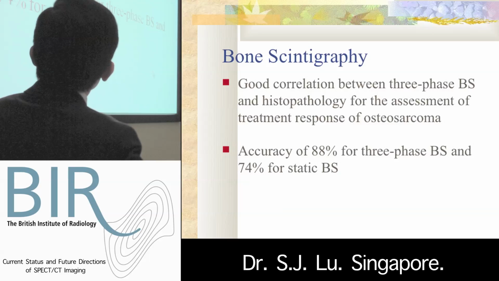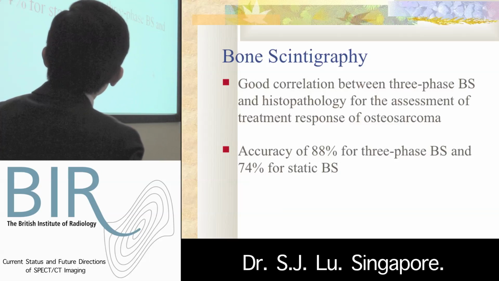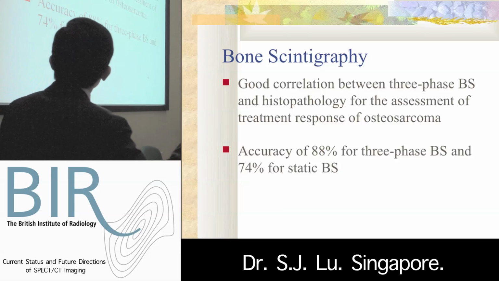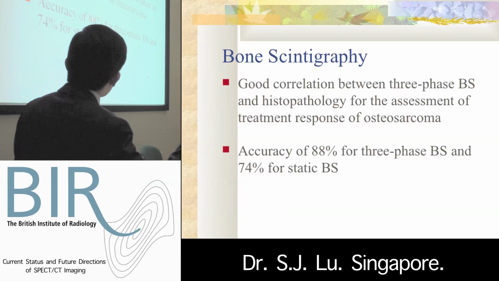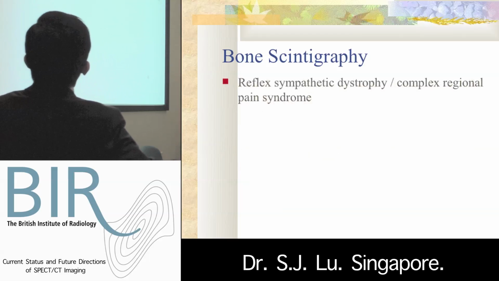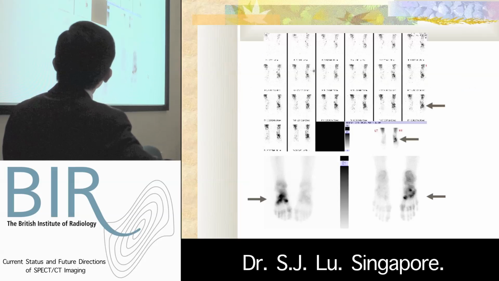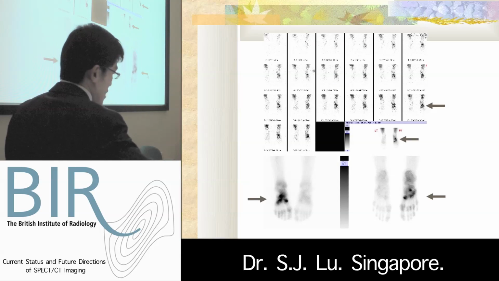And there's good correlation between the three-phase bone scan and histopathology for the assessment of treatment response in osteosarcoma. Accuracy is about 88% for a three-phase bone scan and lower, 74%, if you do just a delayed bone scan. And of course, bone scan is good for assessment of reflex sympathetic dystrophy, as illustrated in this case, three-phase positive RSD.